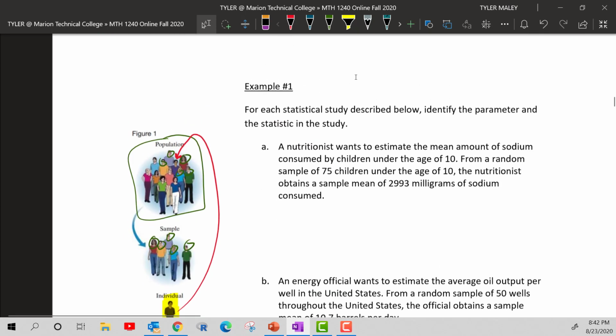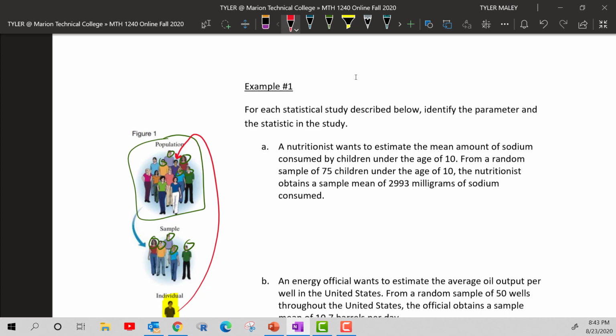All right, so now I have an example. Example 1 says, for each statistical study described below, identify the parameter and the statistic in the study. Right? So part A, we have a nutritionist who wants to estimate the mean amount of sodium consumed by children under the age of 10. From a random sample of 75 children under the age of 10, the nutritionist obtains a sample mean of 2,993 milligrams of sodium consumed.